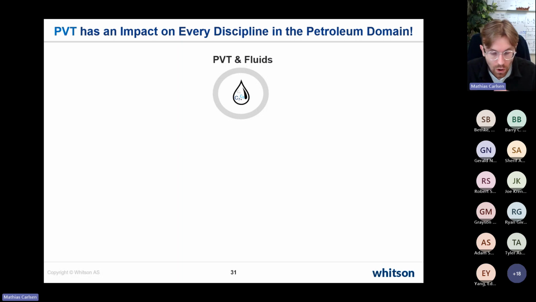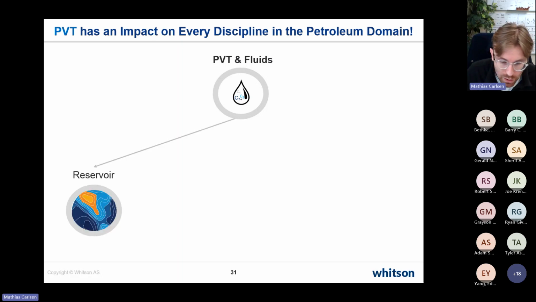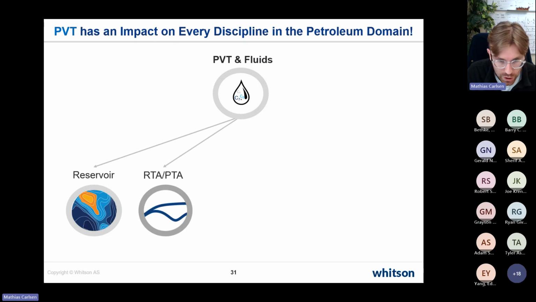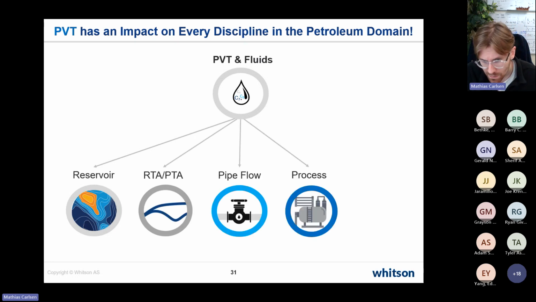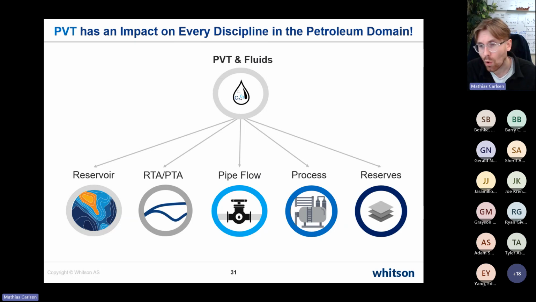Whether you are a reservoir engineer doing reservoir simulation, whether you do RTA or PTA type of analysis, whether you do pipe flow, process or facility designs, or you do reserves, it's relevant. It's relevant for a lot of other things too. Even when you drill, PVT is important. So we know PVT is an input to a wide range of disciplines in the petroleum domain.